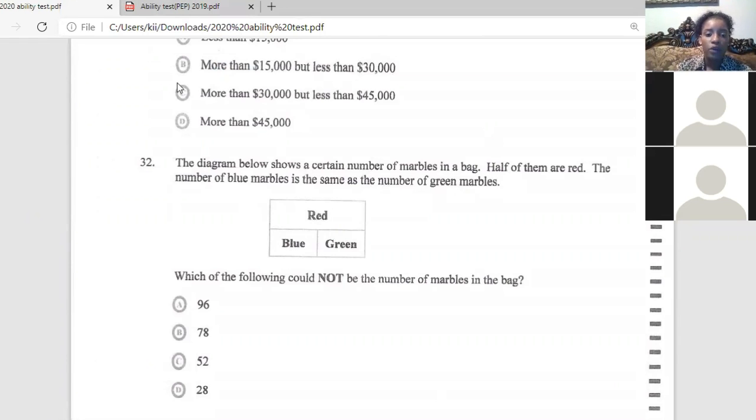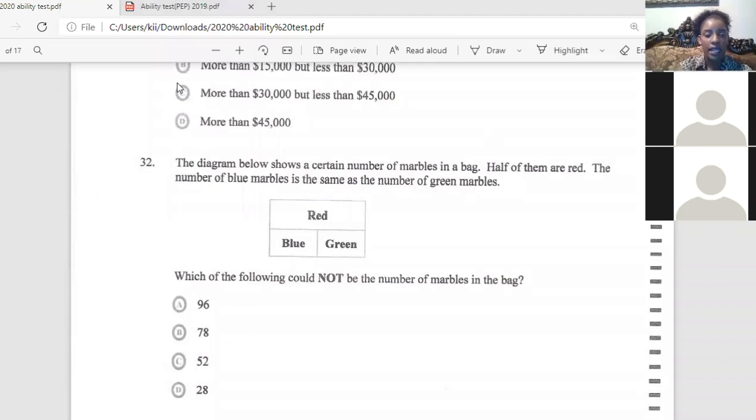The diagram below shows a certain number of marbles in a bag. Half of them are red. The number of blue marbles is the same as the number of green marbles. Which of the following could not be the number of marbles in the bag? We're not looking at the answer.